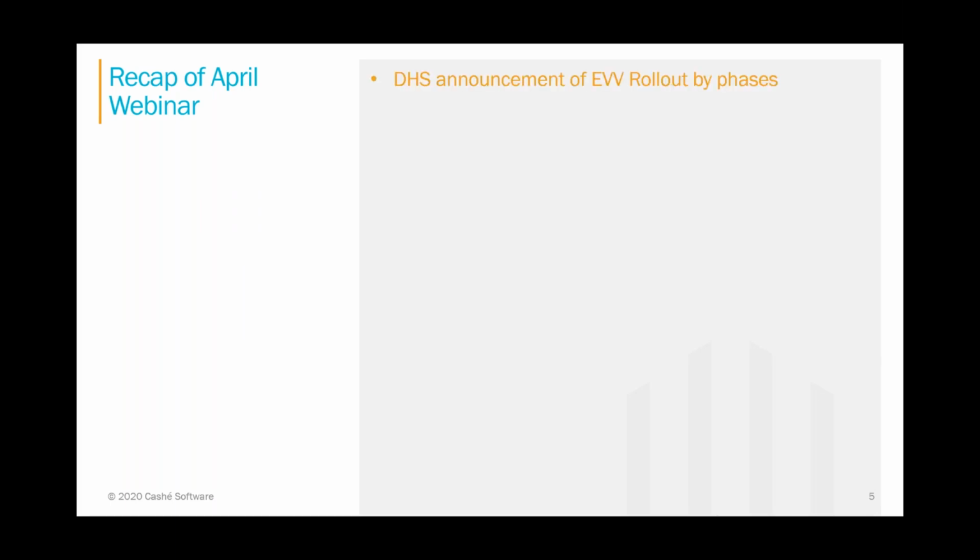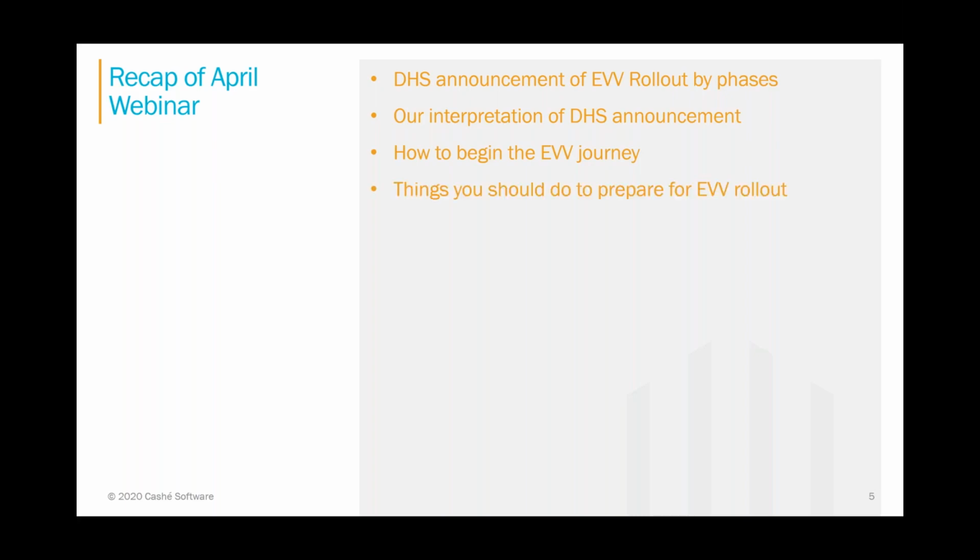So recap of last webinar that we had in April. DHS announced the rollout and the different phases. We had our interpretation of what that meant, and we talked a little bit about that. And we also talked about how you would go about implementing EVV and what that EVV journey looks like. And before you could even start with EVV, what you should do to prepare. And we talked a little bit about how you go about doing that, and we covered a high-level EVV rollout plan.